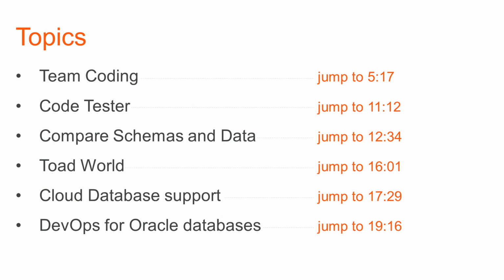So the main topics I want to talk about in this session are team coding, which is a collaborative source control feature, Code Tester, which is our PL/SQL unit testing tool, compare schemas and compare data. Compare data is new. Compare schemas and compare data actually have significant workflow and usability improvements. Then I want to talk about ToadWall integration and how you can access ToadWall from Toad. And then I want to talk about what support we have for cloud databases, as well as what support we have for DevOps. So I'm going to go straight into some brief demos which will show you a bit more detail about each of these features.